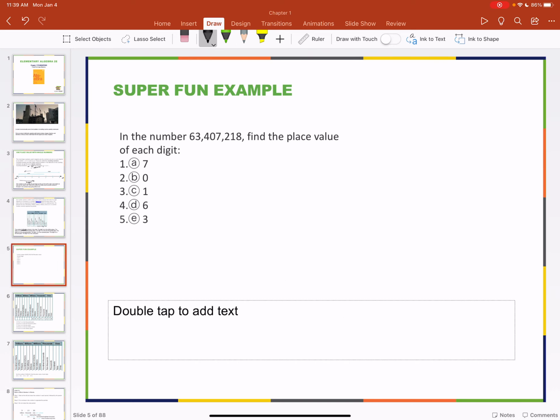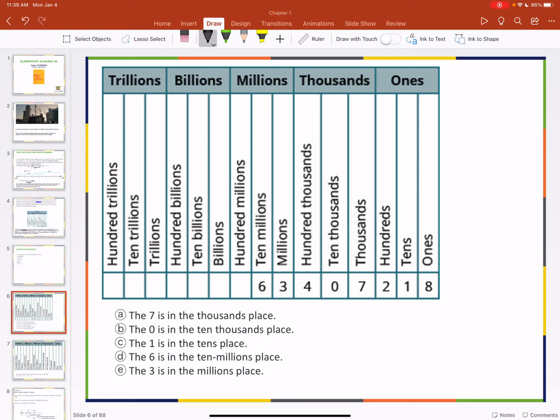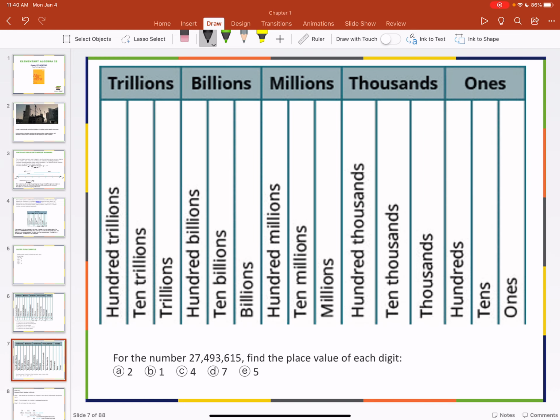Let's do another one. Let's see here, this number, 63,407,218. Let's find the place value of 7, 0, 1, 6, and 3. So let's use a little chart for now. Here we have the number 63,407,218. The 7 would be in the thousands place, right? And the 0 is in the 10,000s place. The 1 is in the tens place. The 6 is in the 10 millions place. And then the 3 is in the millions place. So super fun. Now you try.